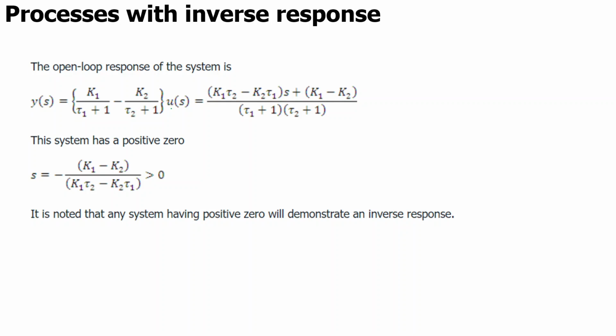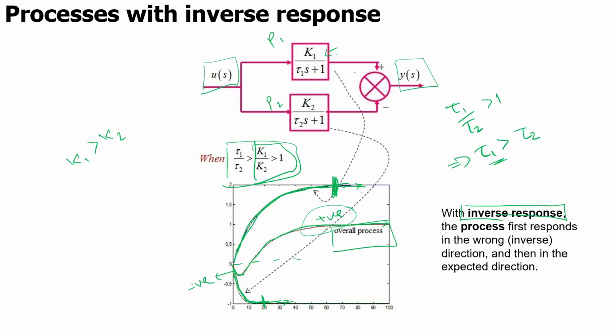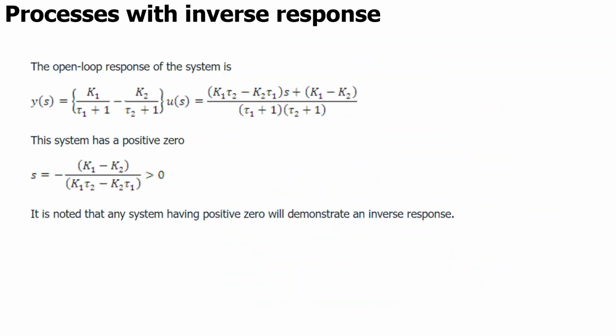Now for this given block diagram, we can write the output as follows. Over here we have this plus and minus, so the second term will be subtracted from the first term, and we will get the output response as this equation, that is K1 upon tau 1 s plus 1 minus K2 upon tau 2 s plus 1, and this is the input. We can simplify this to get such a form.